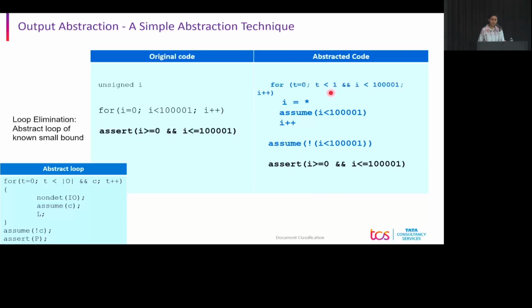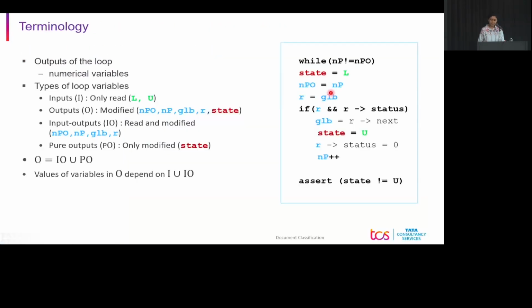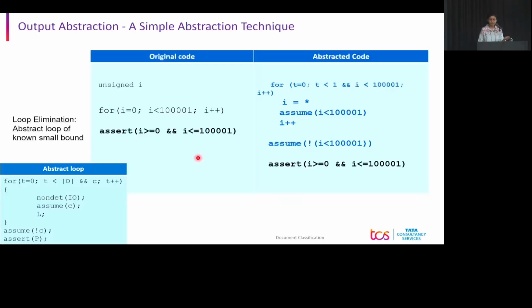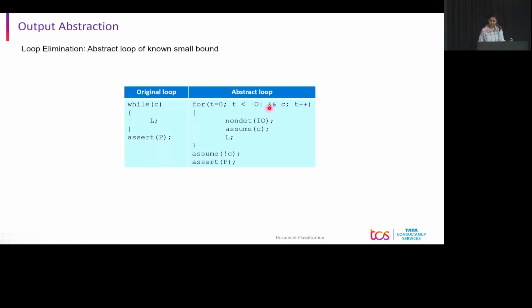And why is that? Because there is exactly one pure output variable in this loop. What we are interested in doing is giving values to variables which are never read in the program, which are only modified in the program. Otherwise we'll end up doing it for every output. So this is what we call an abstract loop. That removes large bounds and makes them into small bounds.